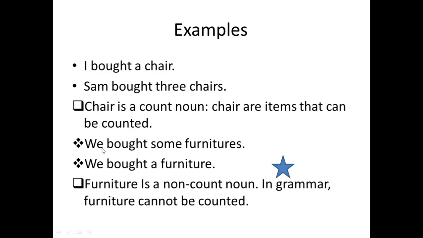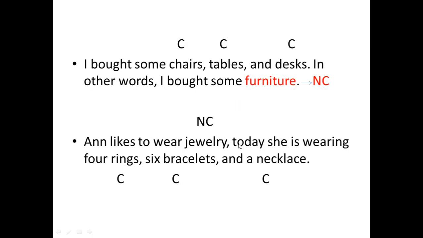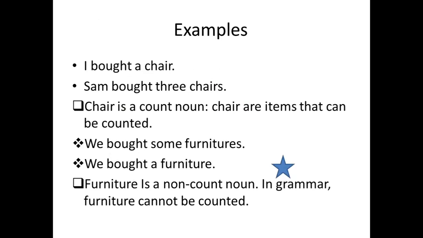But look at these 2 examples. We bought some furnitures. Well, actually, this is without the S. This is wrong. We simply say furniture. So we bought some furniture. We bought a furniture. Both these two are wrong.